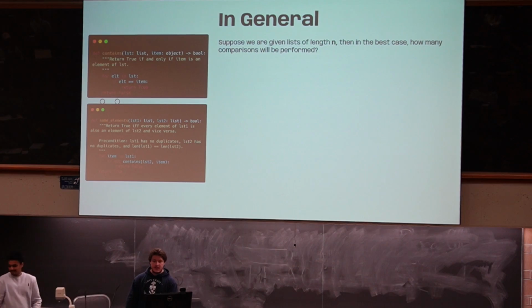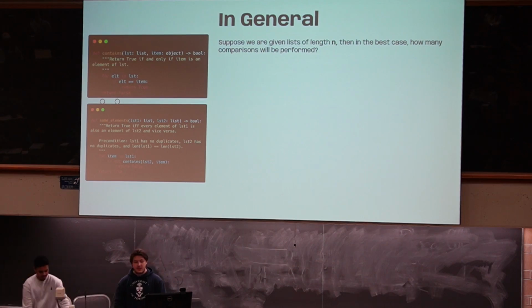So we're going to take this the same way we took the last case where we were looking at worst case. We want to generalize the best case. So if we're given two lists of length n, then in the best case, how many comparisons will we perform? How many do you guys think? Just like an idea. Sure. N? Is that like the general consensus? Okay.